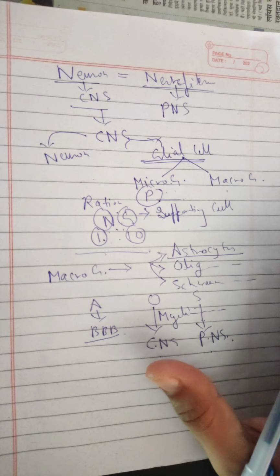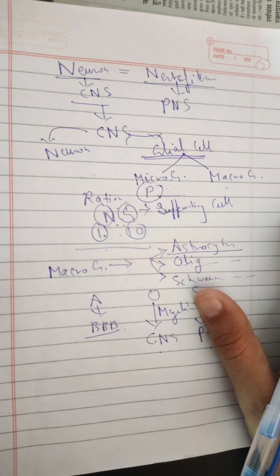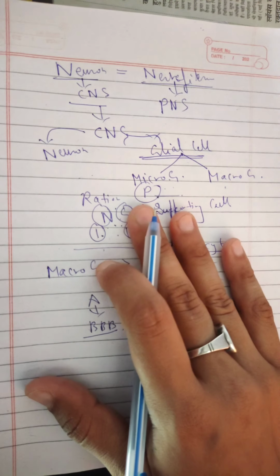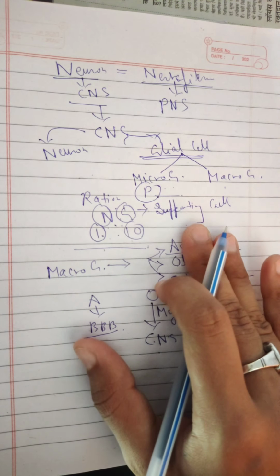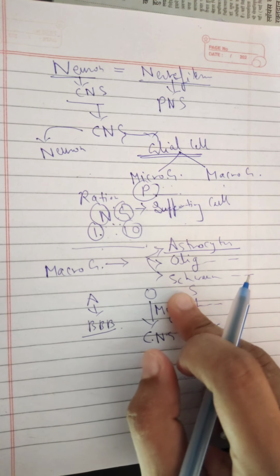Okay, now this is about your neuron and nerve fiber, and the glial supporting cells, micro and macroglia. And your macroglia functions as phagocytosis. Macroglia is of three types, three cells included in it: astrocyte, oligodendrocyte, and Schwann cells.